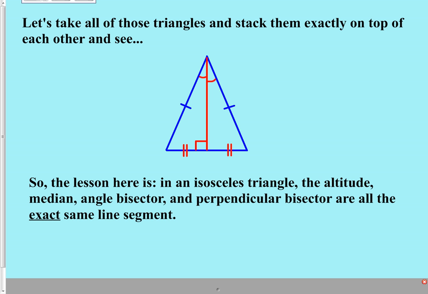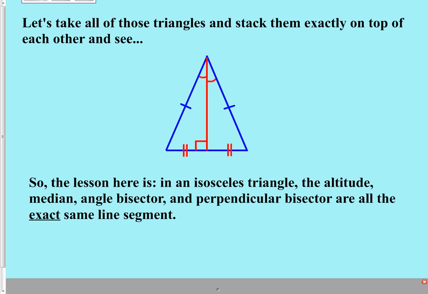There's an important lesson in that. You need to copy this statement. In an isosceles triangle, the altitude, the median, the angle bisector, and a perpendicular bisector are all exactly the same line segment. And what that means is if you have any one of these four properties or these four special segments, any one of them, then that will mean that you actually have all four of them and all of the properties from all four of them apply.